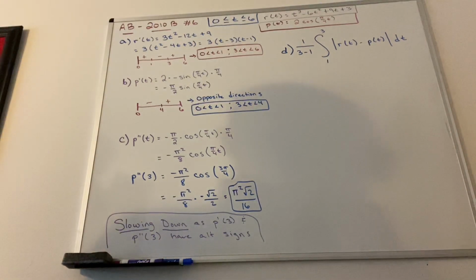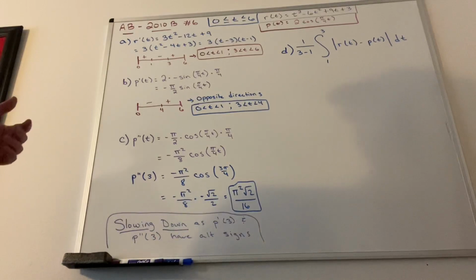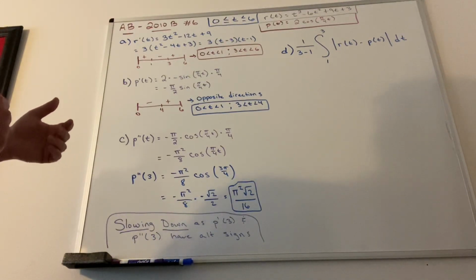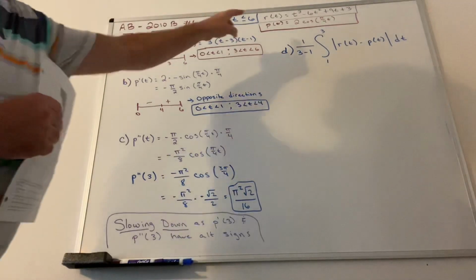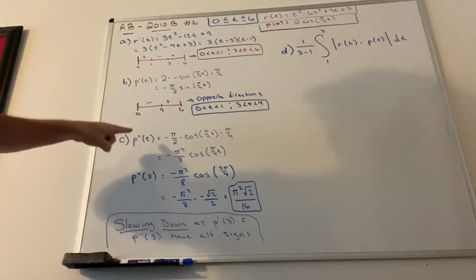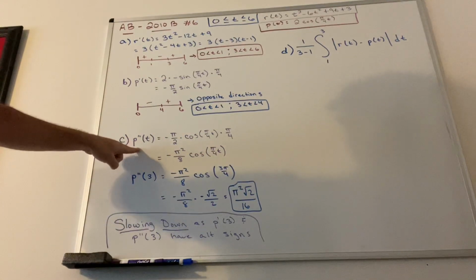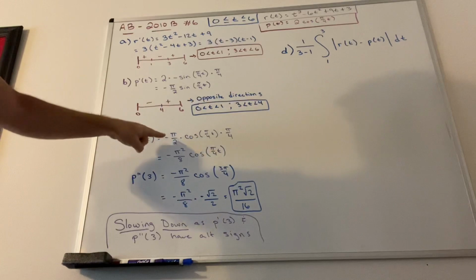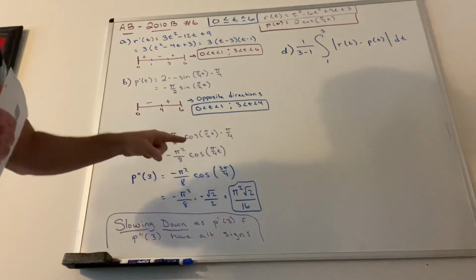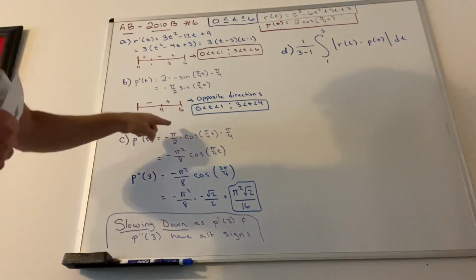Part C, find the acceleration of P at time 3, and then decide if P is slowing down, speeding up, or doing neither at time 3. Okay, so the acceleration would be the second derivative of position, right? So position derives to velocity, derives to acceleration. So again, that negative pi over 2 is just along for the ride. Sine derives to cosine of whatever times the derivative of the inside. Pi times pi is pi squared.